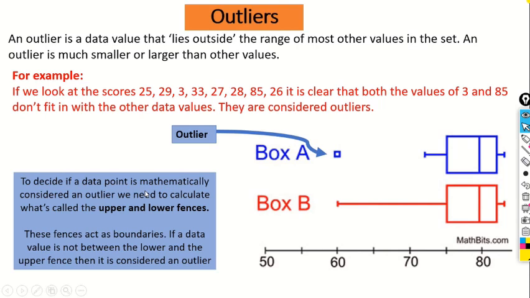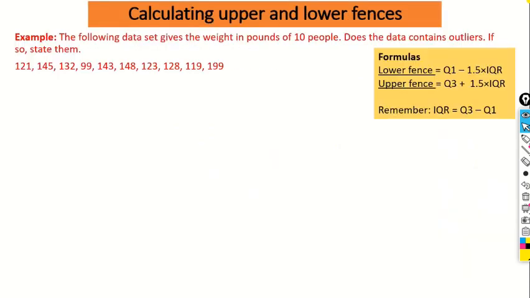To decide if a data point is mathematically considered an outlier, we need to calculate what are called the upper and lower fences. These fences act as boundaries. Sometimes your outliers will not be as extreme as having a 3 or an 85 in a data set like this, but there might still be values that are considered outliers. If a data value doesn't lie between the lower and the upper fence, then we consider it to be an outlier.